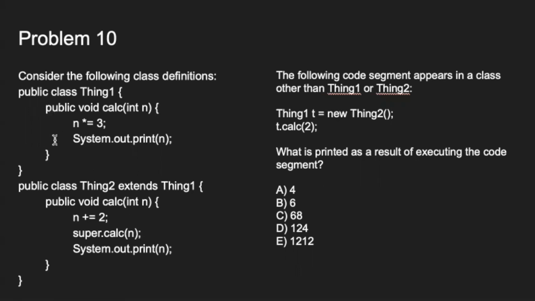So we come here. We first multiply n by 3, so it becomes 12 for this method right over here. Then we print out 12. Now we can go back to this line of code. Remember that multiplying n by 3 only applies to this method, not to this method. So n is still 4 in this method, so we print out 4. We printed out 12 and then 4. Therefore, the answer is D.